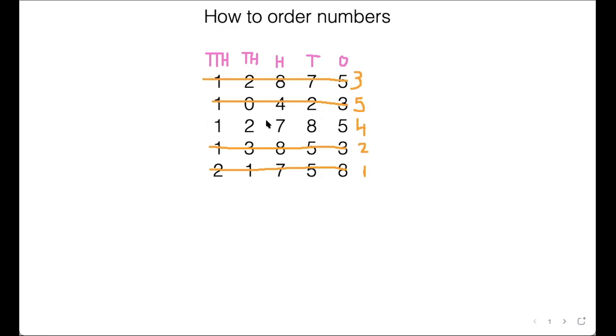And that is how you can use a place value grid to help you order numbers. After you do that, you can remove your crossings out if you have them, and you're left with the correct order. Thank you for watching.